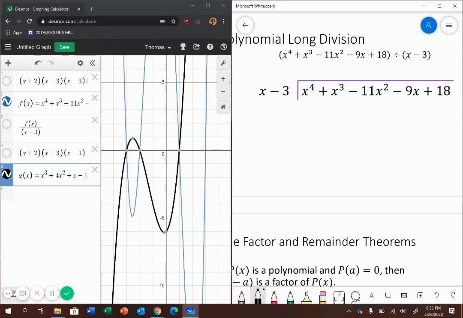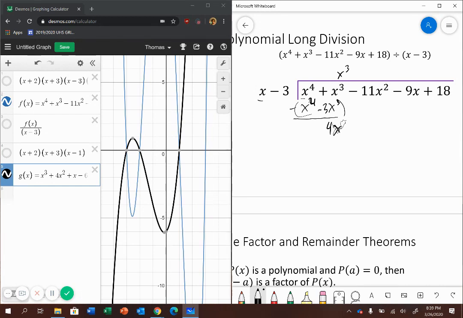It's pretty confusing sometimes. So x goes into x to the fourth, x cubed number of times. X cubed times x is x to the fourth. X cubed times negative 3 is negative 3x cubed. I'm going to subtract here, and then we'll get x to the fourth, and x cubed minus negative 3x cubed is 4x cubed.